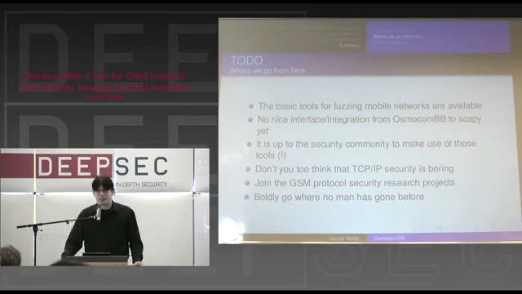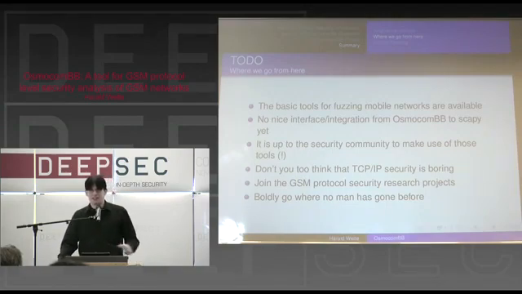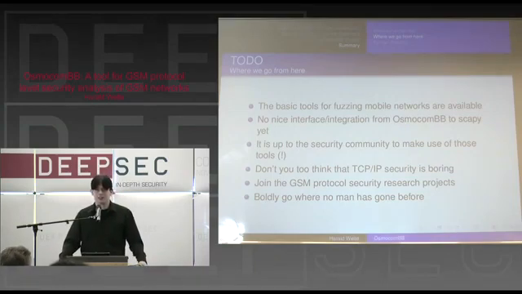But yeah, I think TCP/IP security has been boring for at least 10 years. Try to do something else. You know, look at GSM, look at RFID systems, look at DECT, look at Tetra, look at all kinds of communication systems that are out there, but not the internet and not TCP/IP. People have been doing this for way too long.